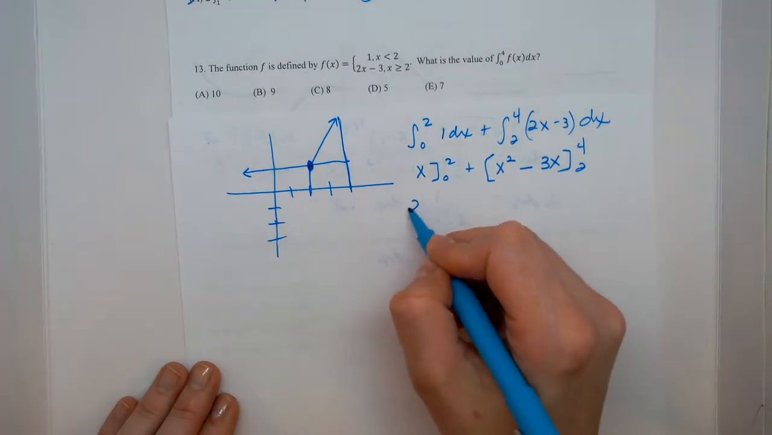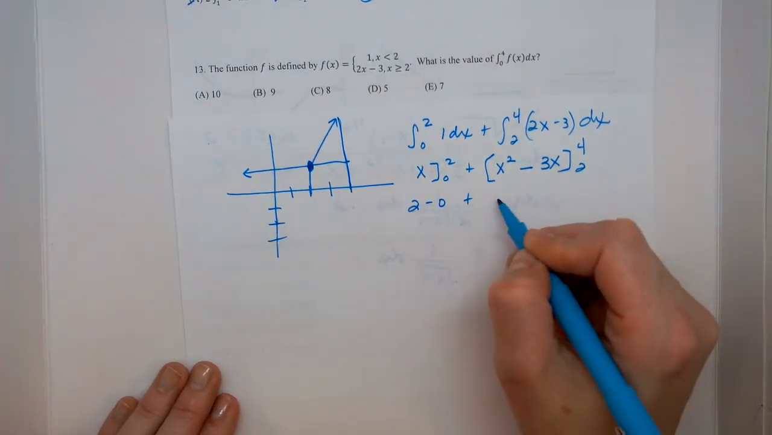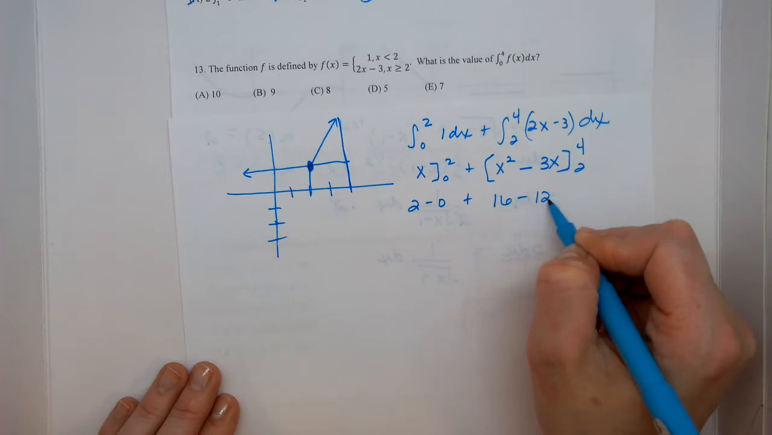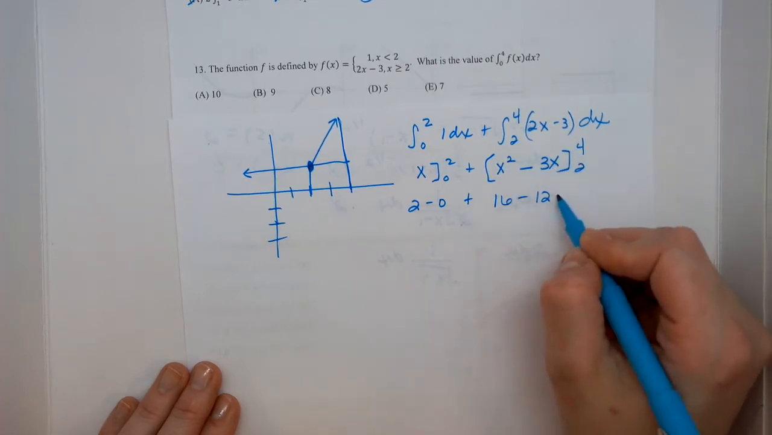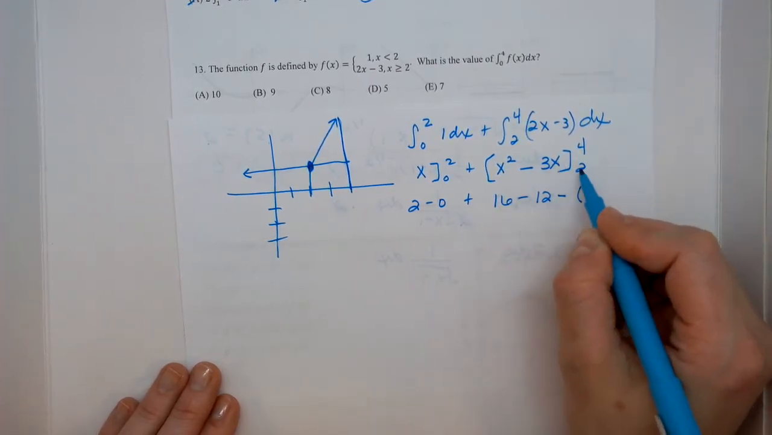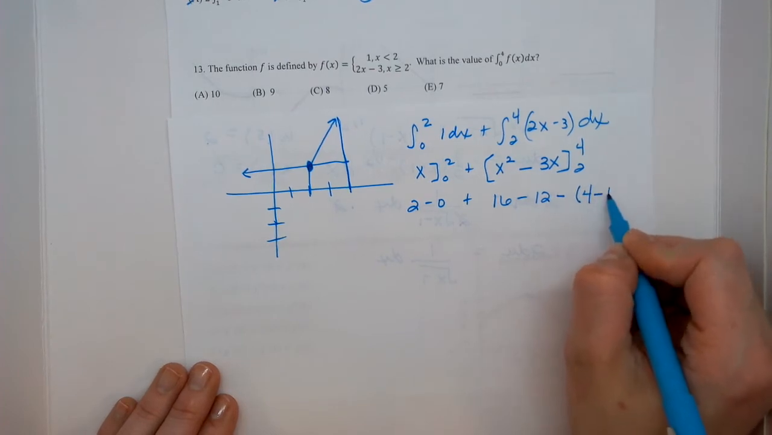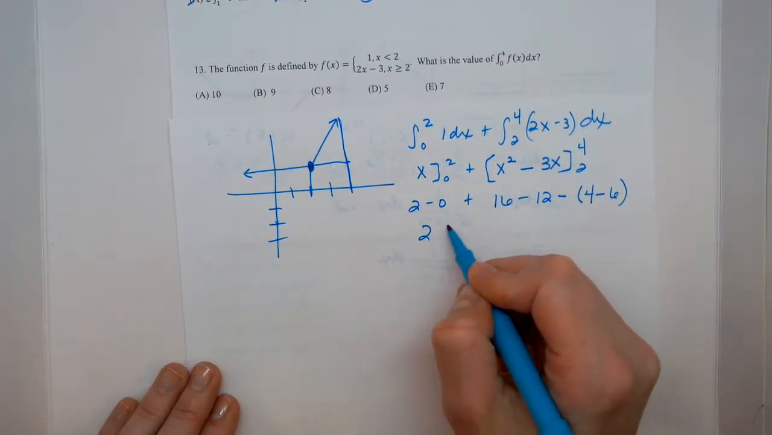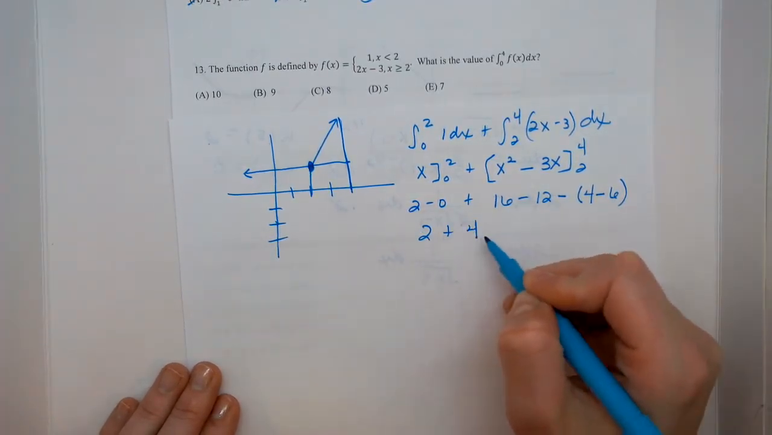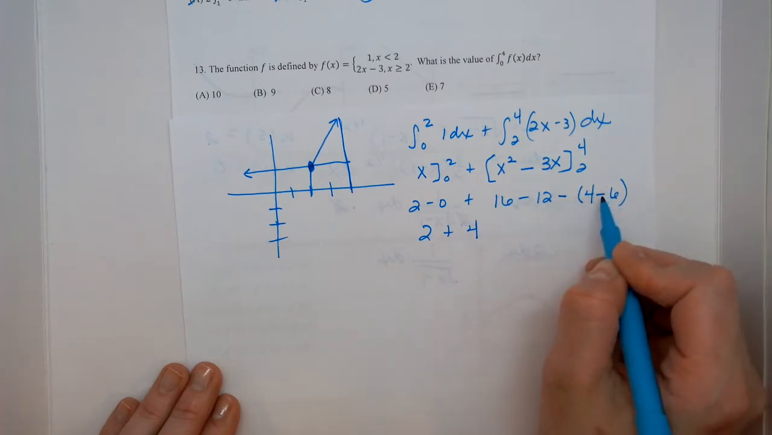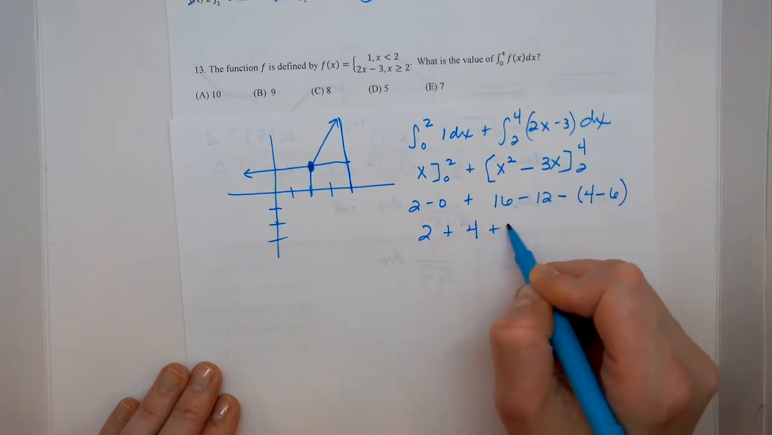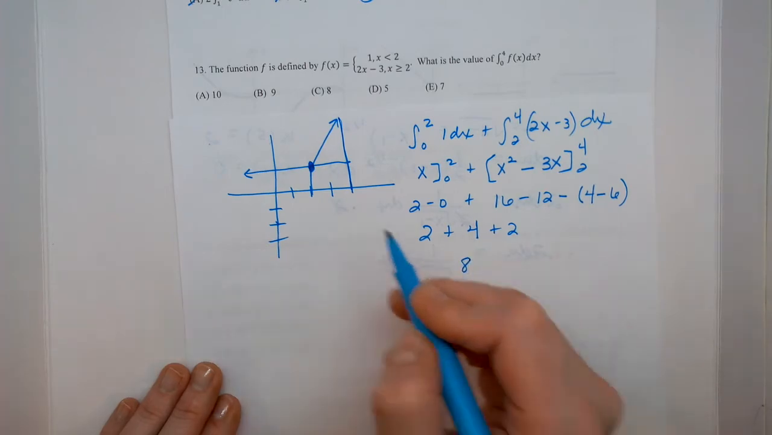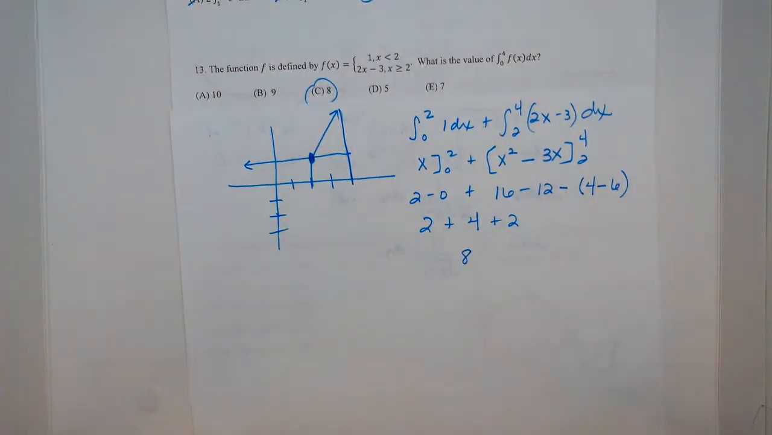And now we plug in our values. So 2 minus 0 plus 16 minus 12, I'm plugging in the 4, minus 2 squared is 4, 2 times 3 is 6. Okay, so I have 2 plus 16 minus 12 is 4, minus 4 minus 6 is -2, so plus 2, and that gives me 8 for my final answer.